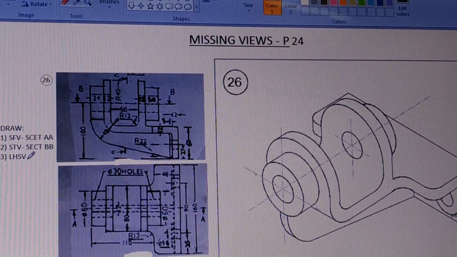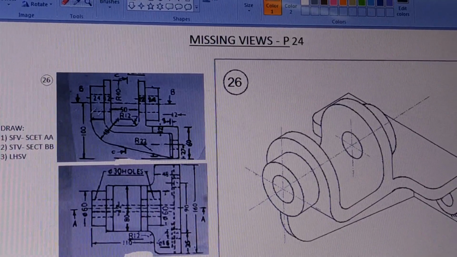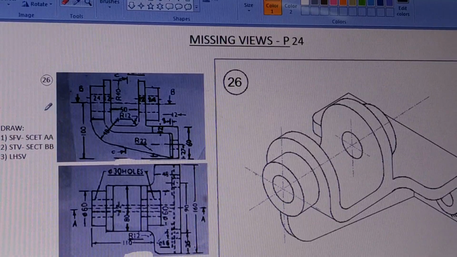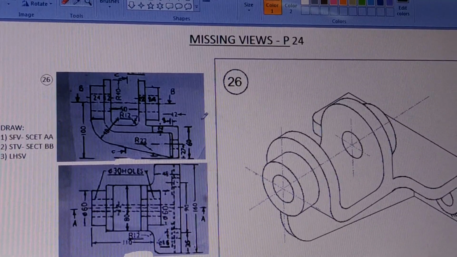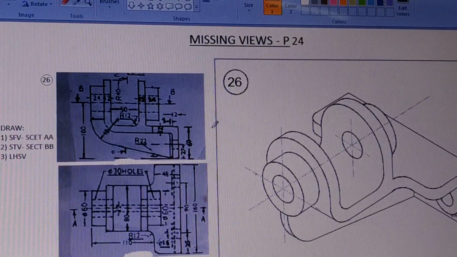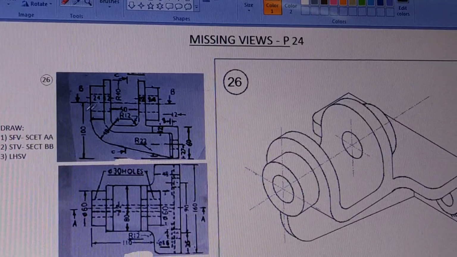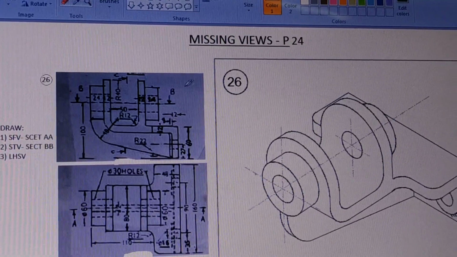Then the missing view. Now the missing view in this case is the left hand side view. So this object front view, when you see from this side, left hand side, whatever you see from this side, you have to draw on the right side of the front view. So at this place when you draw, you will be drawing the left hand side view. As the object is seen from left, whatever it is seen, that is drawn on this side.